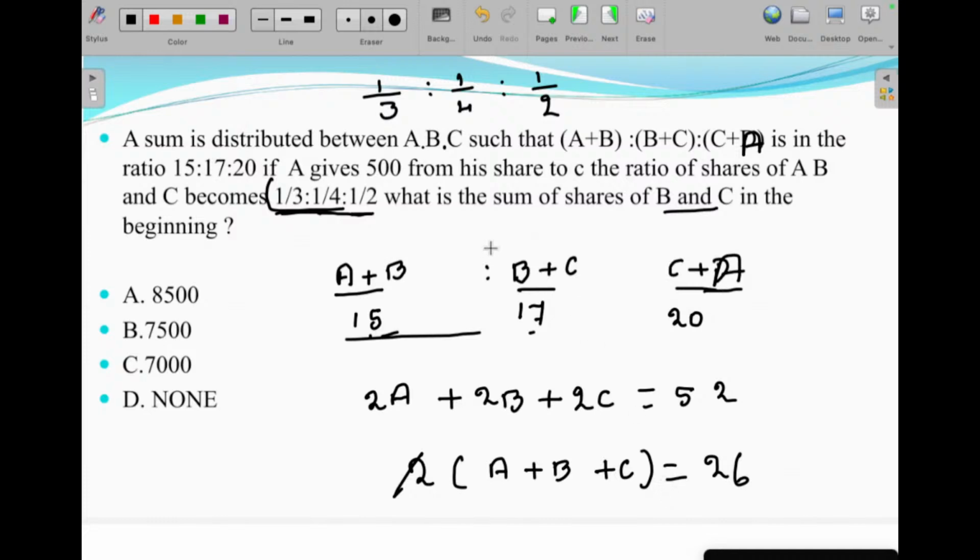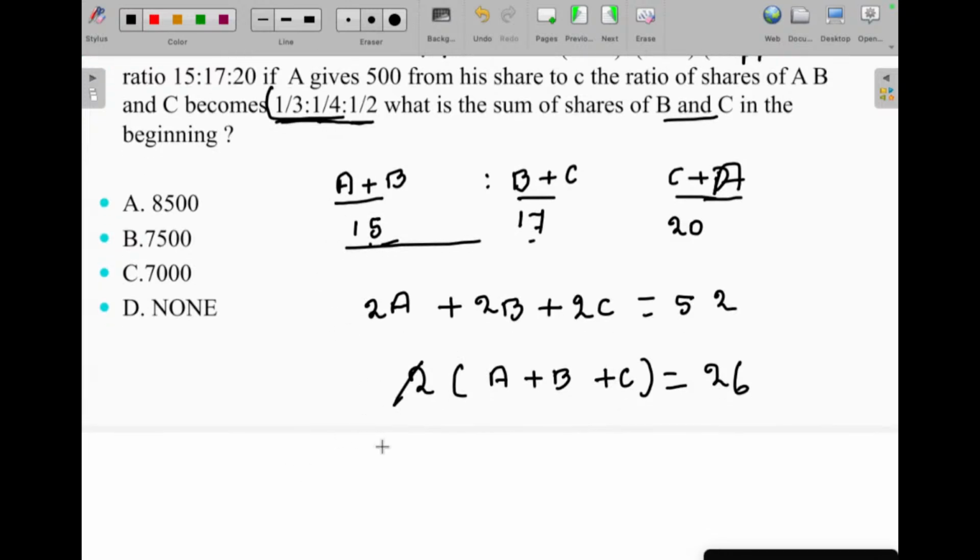Now think about the question. A gives 500 from his share to C. The ratio of A, B, C is this. So now we know A is to B is to C also I can find out. How to find out this value? A plus B plus C I know total is 26. Now I need to find A value in this ratio. How to find out? That is very important. Tell me how to find out this value. Now you know this. You try now. It is very easy now.